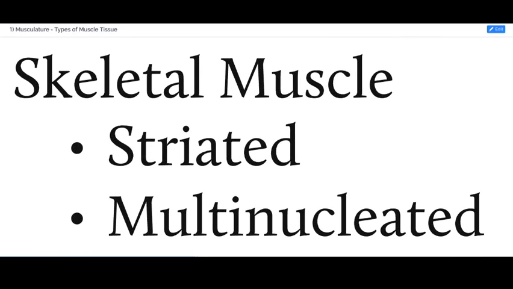Skeletal muscle is characterized, as we view it under the microscope, as being striated and multinucleated, which means that there's an alternating pattern of light and dark bands, stripes, across the muscle fibers. And the muscle fibers, which are individual cells, have multiple nuclei. The skeletal muscle fibers run the whole length of this muscle, or at least a particular region of the muscle. So they can be up to 30 centimeters long, which is very large for a cell.